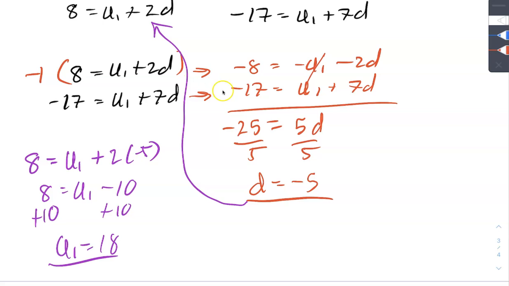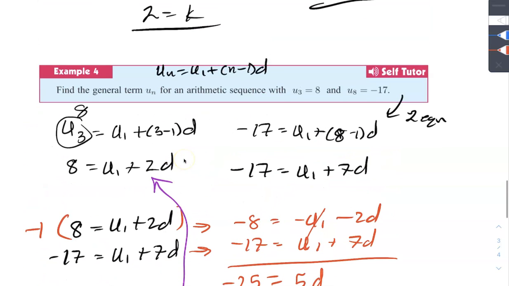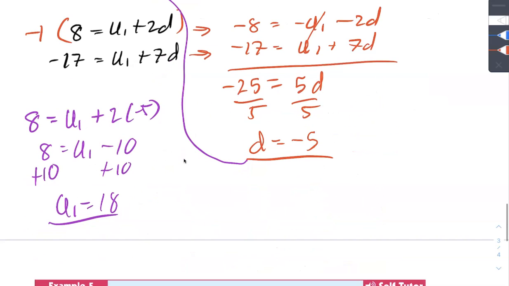So I have my u1, I have my common difference d. Let's make sure we know what the question was. Find the general term. Again, we found u1 and d, so we just plug them in here. d is negative 5 and u1 is 18. So my formula is 18 plus n minus 1 times negative 5.